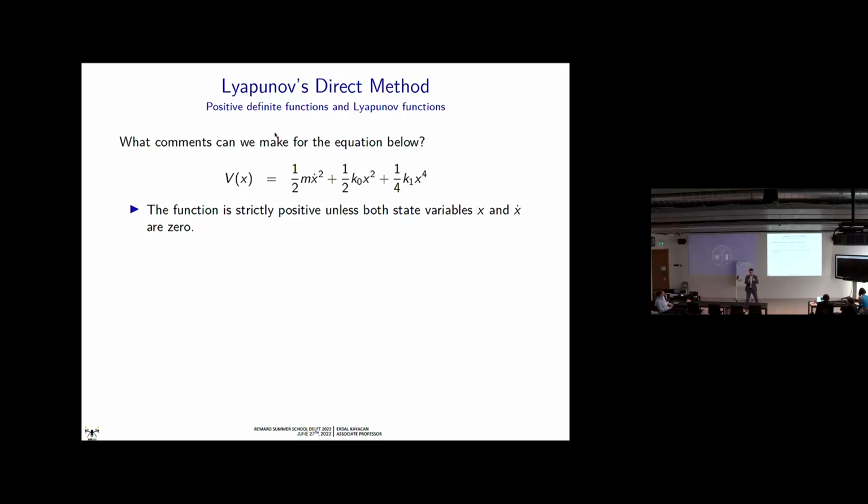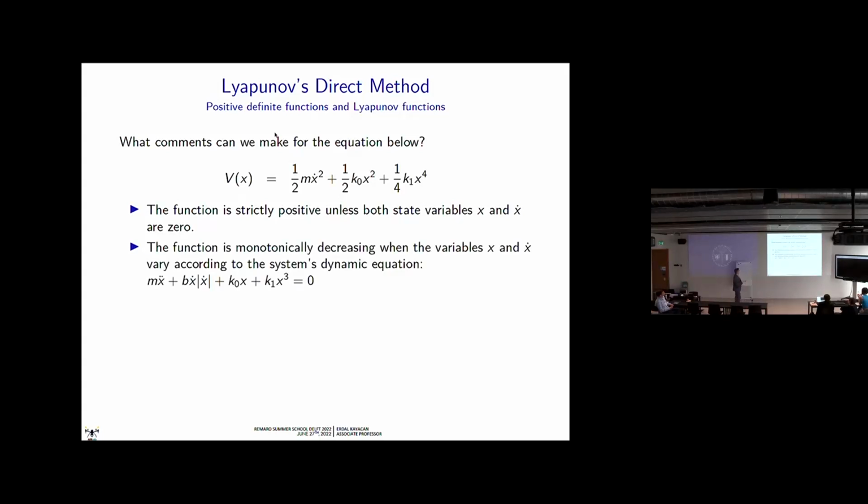So it has a global minimum at the origin. Otherwise, it's positive all the time. Okay? And the function is monotonically decreasing when the variables x and x dot evolve according to the system dynamic equation. So this function is always decreasing along the trajectory. So there are two rules, right? Strictly positive, and then it should decrease over time. So then this is giving an idea of what kind of functions I can propose.